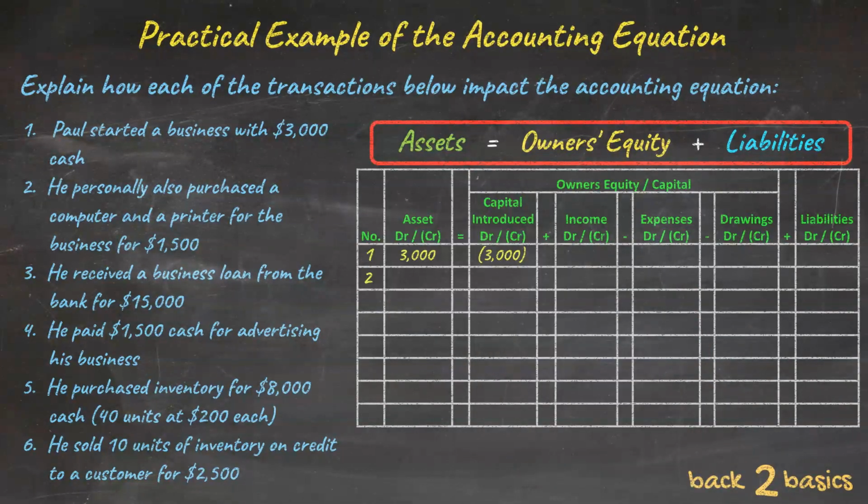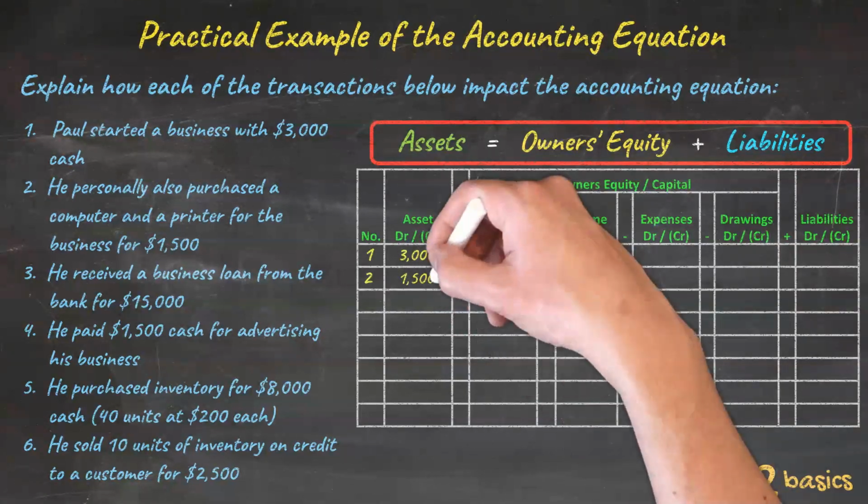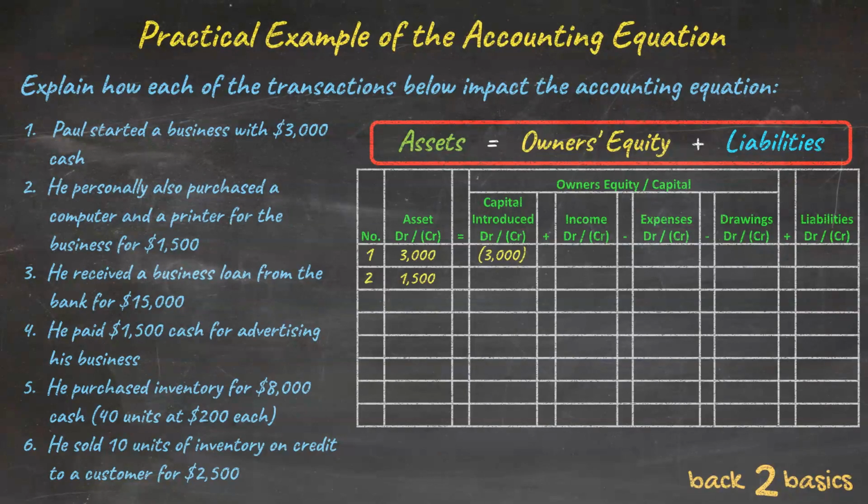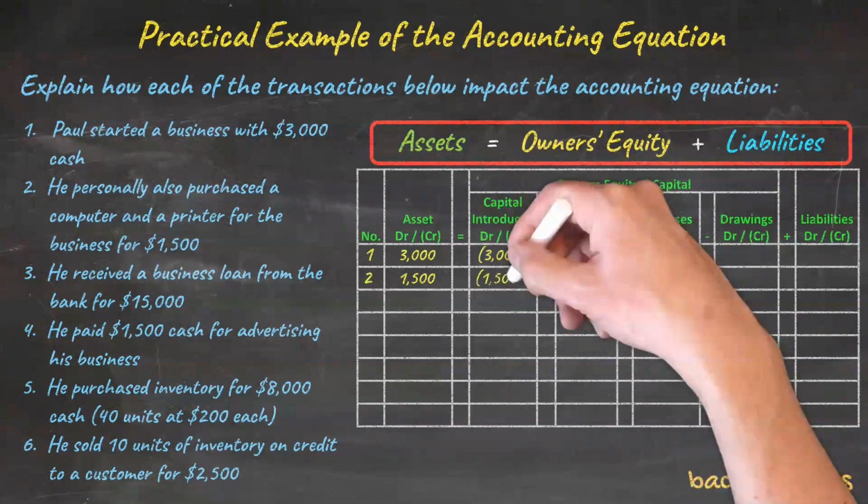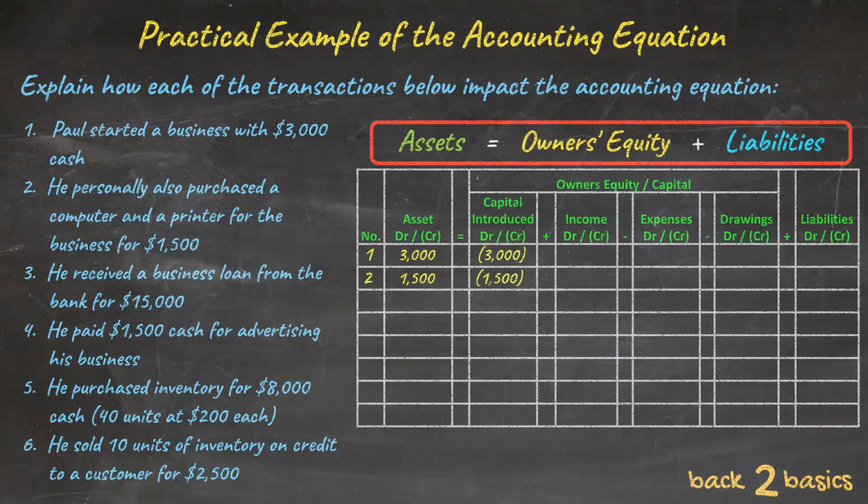Number 2, he personally also purchased a computer and a printer for the business for $1,500. Again, computer equipment and printers are assets to the company and it increases on the debit side. But it again was done with Paul's own money. So he again introduced, he invested into the business. So our capital introduced again increases with a credit value of $1,500.